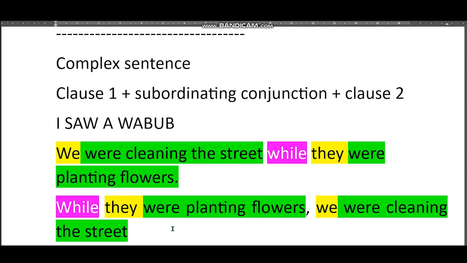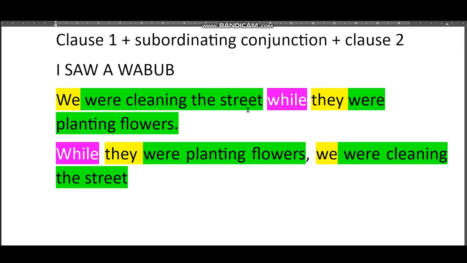So now, we were cleaning the street while they were planting flowers. Here, we joined the first clause, we were cleaning the street, with the second clause, they were planting flowers, using the subordinating conjunction while. Okay? So, what is the subject of the first clause? It's we, and the predicate is were cleaning the street. For the second clause, the subject is they, and the predicate is were planting flowers, and the subordinating conjunction is while.